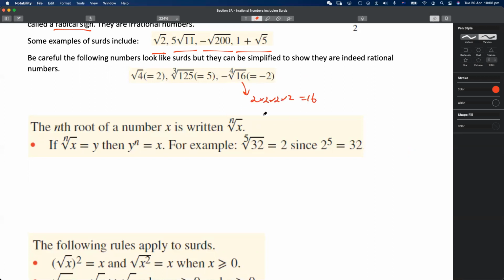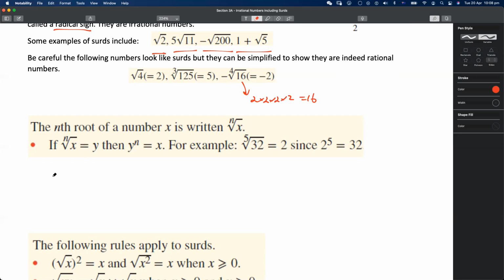The 4th root of 16 is actually 2, because 2 times 2 times 2 times 2 is equal to 16. This all comes from your number sense. There's no specific way of doing that; you just try. With 16, you try 2, and 2 times 2 times 2 times 2 is exactly 16. So the 4th root of 16 is just 2.